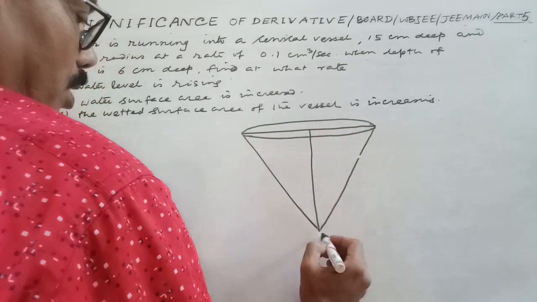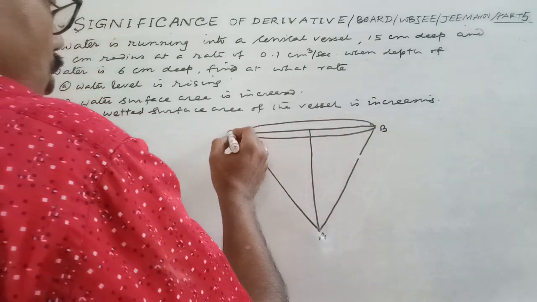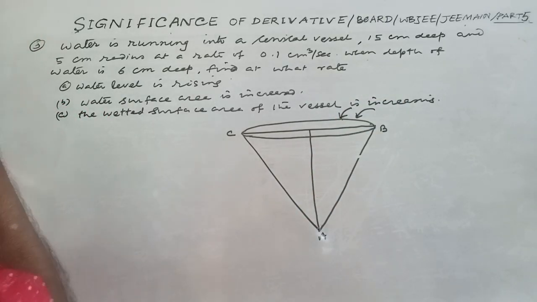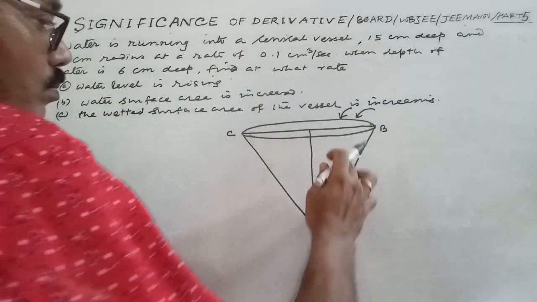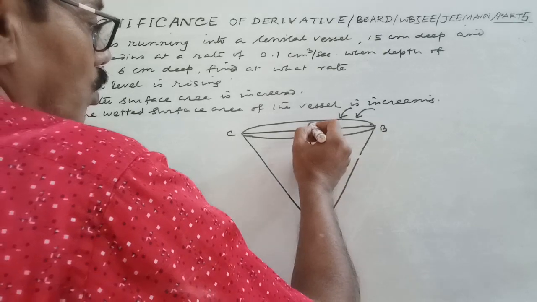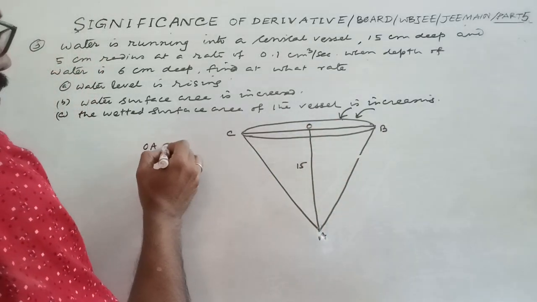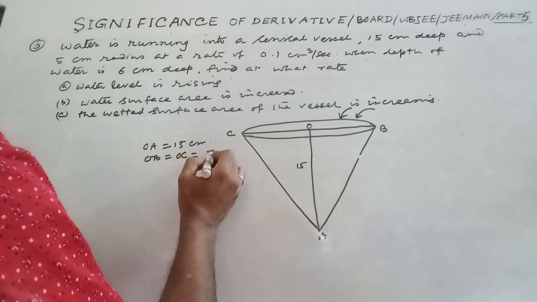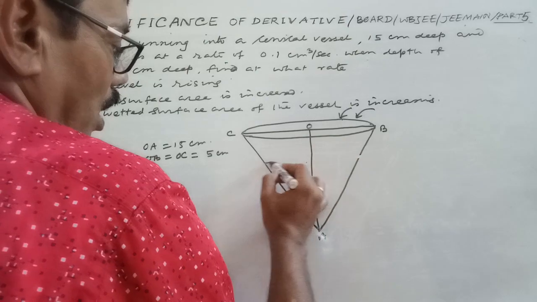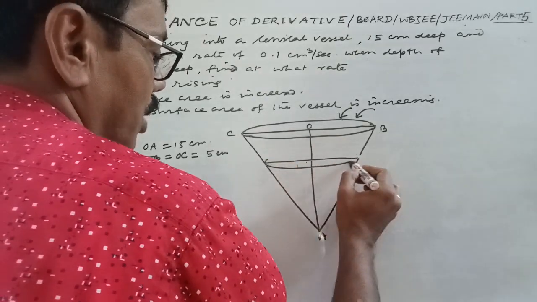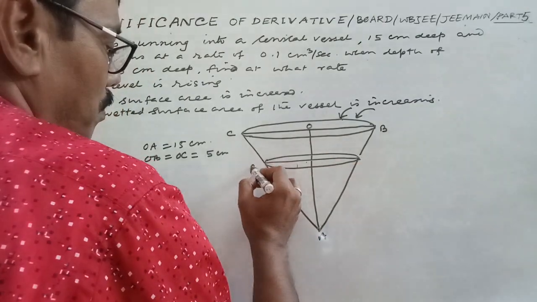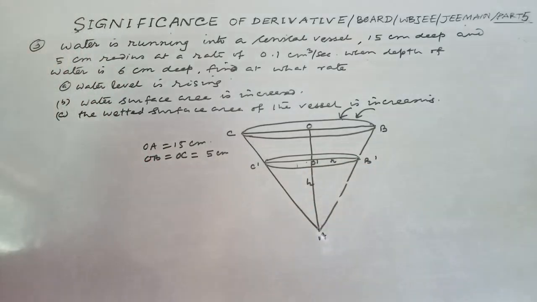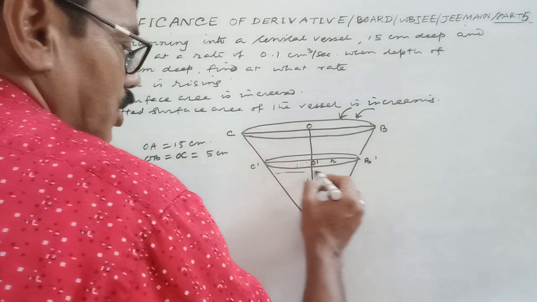Now this is a WBJEE problem. Water is poured into it at a given rate. It is given that the height is 15, OA equals 15 centimeters, OB equals OC equals 5 cm. And suppose after time t seconds, the water level is at this point, so this is R, this is H.